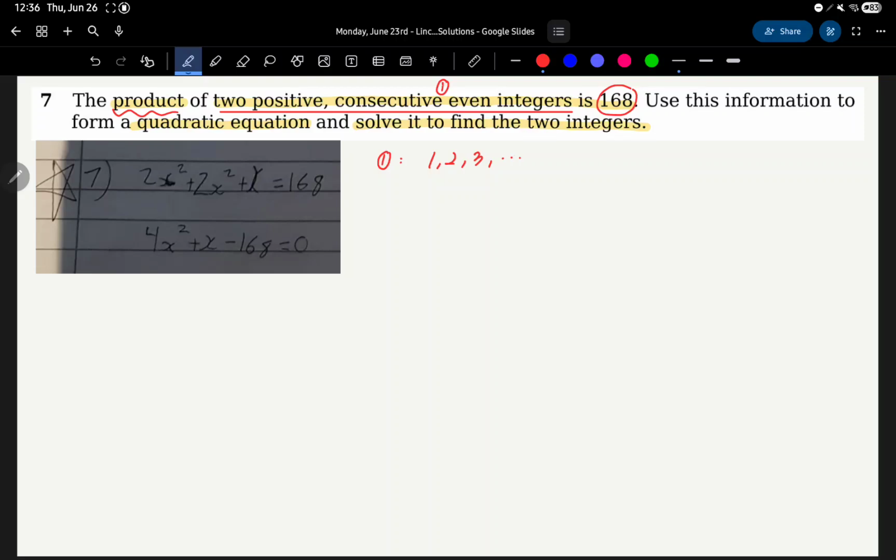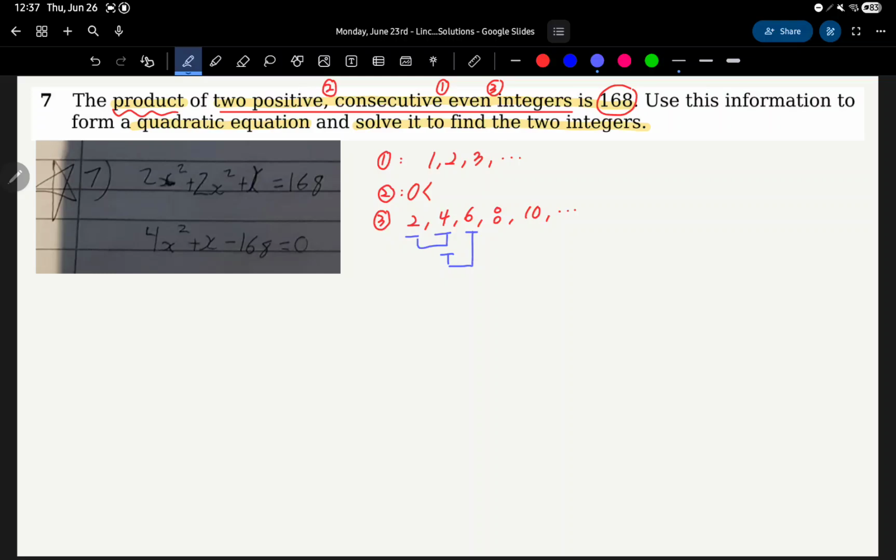So it means that these two numbers have to come after each other, but what are we looking at? We're looking at positive numbers, so it needs to be greater than 0. And the last condition is they're even numbers. So it's got to be like 2, 4, 6, 8, 10, and so on, right? So it's got to be positive and it's got to be consecutive. So it's going to be something like 2 and 4 or 4 and 6, right? You get the idea now.